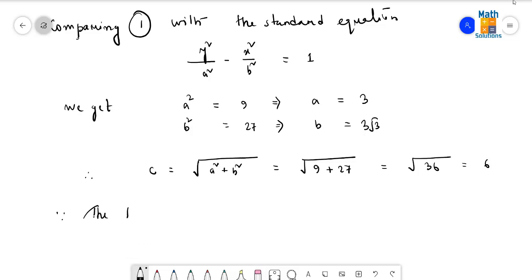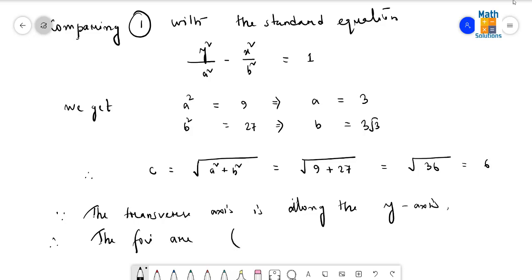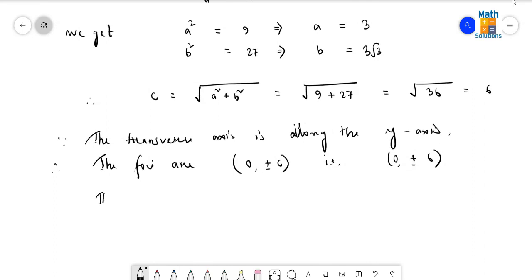Since the transverse axis is along the y-axis, hence the foci are, how can we write? 0 comma plus minus c, that is 0 comma plus minus 6. After that what shall we write? The vertices are 0 comma plus minus a, that is 0 comma plus minus 3 we shall get here.